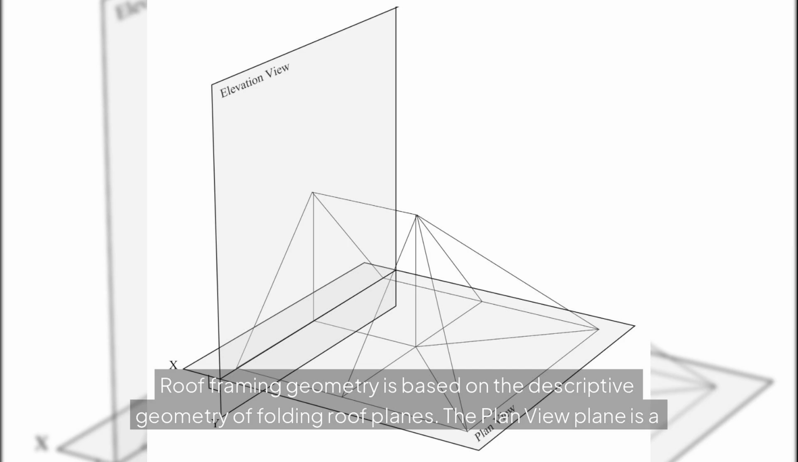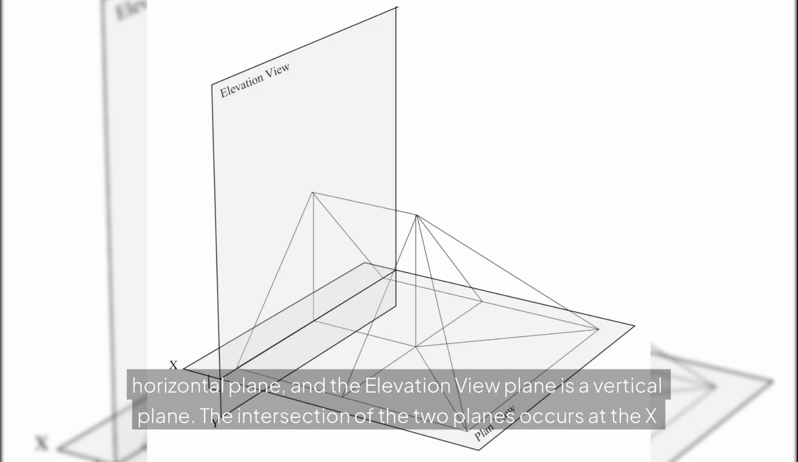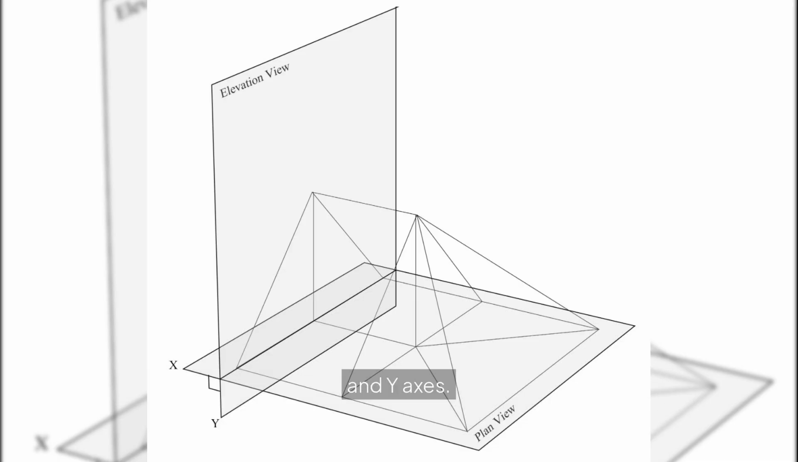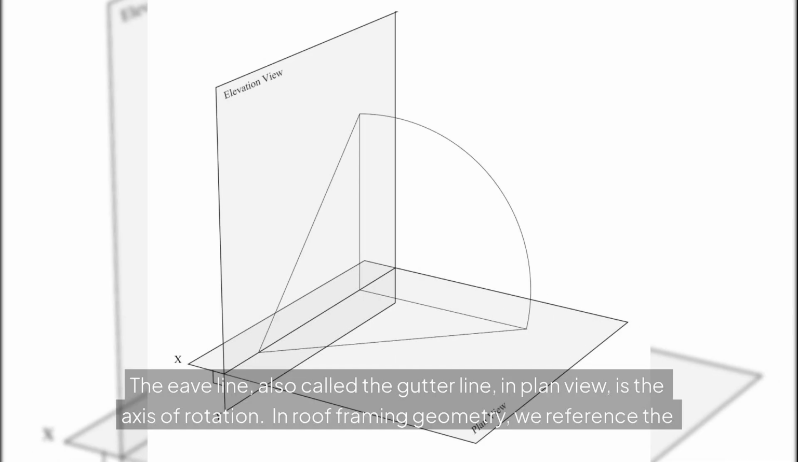Roof framing geometry is based on the descriptive geometry of folding roof planes. The plan view plane is a horizontal plane, and the elevation view plane is a vertical plane. The intersection of the two planes occurs at the X and Y axes. The eave line, also called the gutter line in plan view, is the axis of rotation.